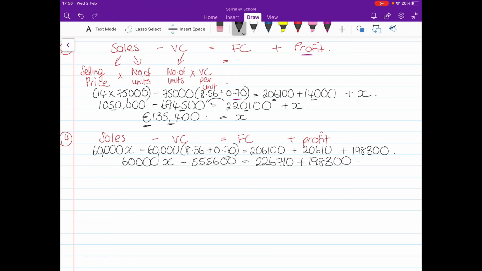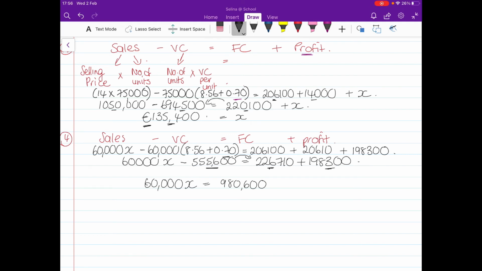Okay, so again, we're going to start using algebra. We're carrying the variable cost figure, the 555,600, across the line. It was minus and then it becomes a plus, so it's going to work out at 60,000 X is equal to 980,600. So that's bringing it across as being a plus. So what I've added up there is 226,710 plus the 198,300 plus that variable cost that I brought across.